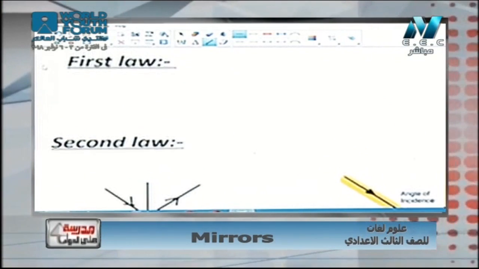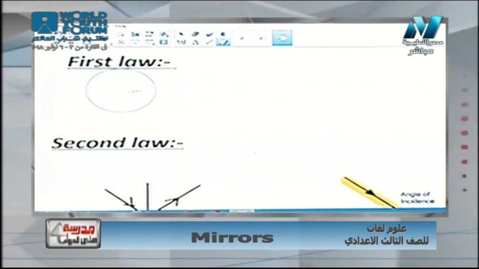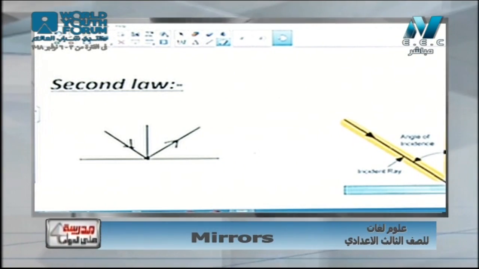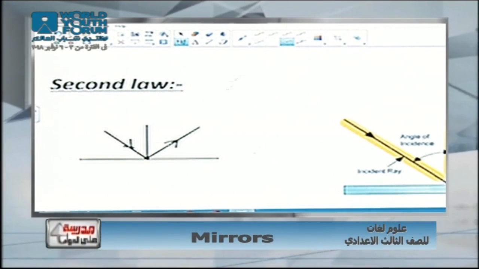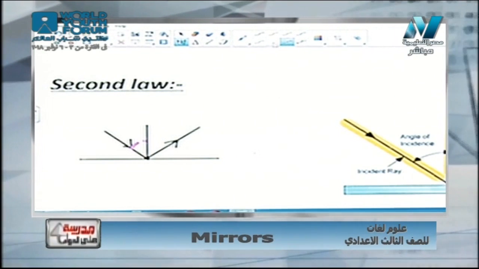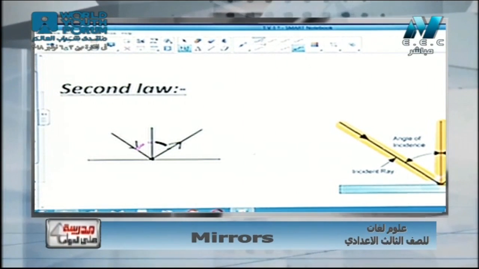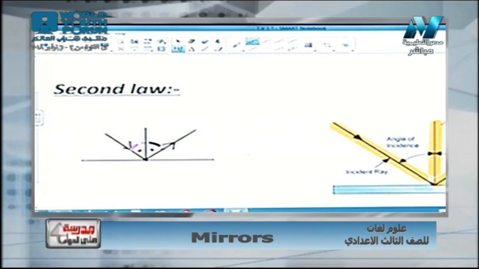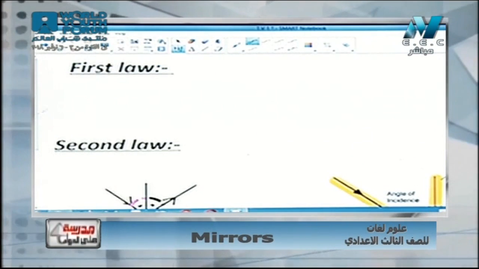The first law said what? Angle of incidence equal angle of reflection. So here the first angle is called the angle of incidence, as this angle equal the angle of reflection. So here we have angle of incidence. This angle equal the other angle on the other side, the angle of reflection. As we studied before in second prep, أخدناها قبل كده في تانية إعدادي. The first law of light reflection بيقول إيه؟ Angle of incidence equal angle of reflection.